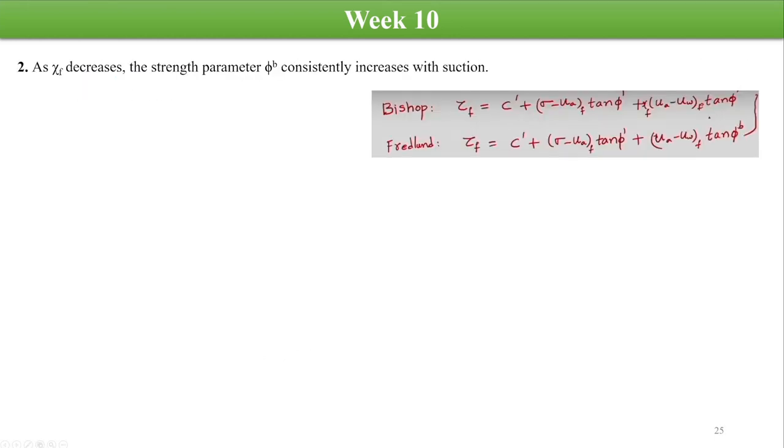Then we have the second question that says, as the xif decreases, this effective stress parameter decreases, the strength parameter phi b consistently increases with suction. So here we can say that from these two equations, Bishop's and Fredlund's, the value of tan phi b is actually equal to xif times tan phi dash, and we have also solved a numerical based on this one.